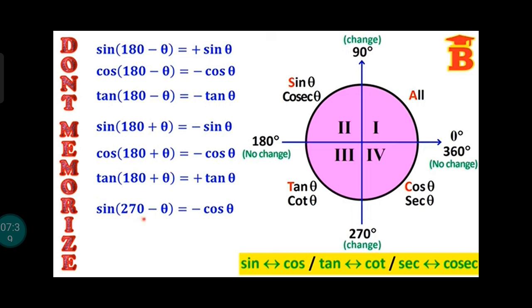So sin 270 minus theta, this is third quadrant. Third quadrant sin is negative and also change, so it will become cos theta. So the answer is minus cos theta. Cos 270 minus theta, this is third quadrant. Cos is negative and also change, so we get minus sin theta. Next tan 270 minus theta, third quadrant tan is positive and change tan as cot, so we get plus cot theta.